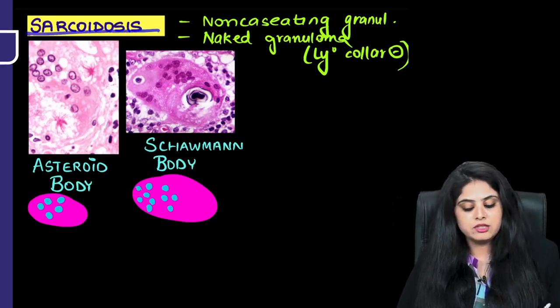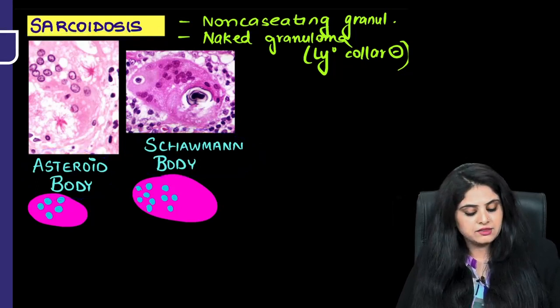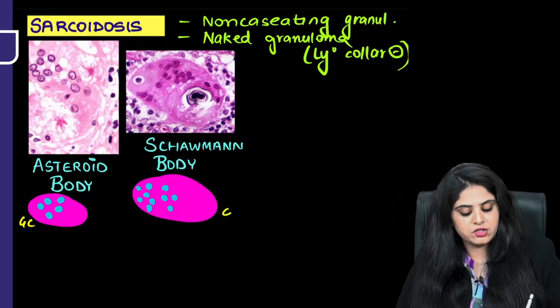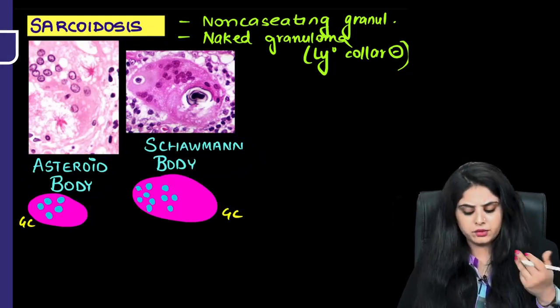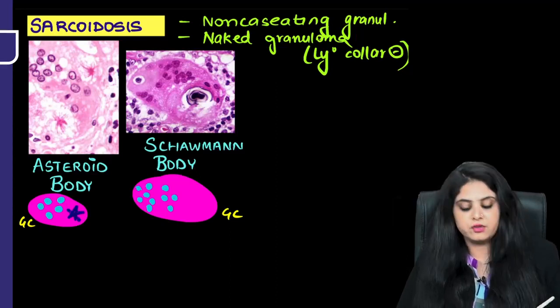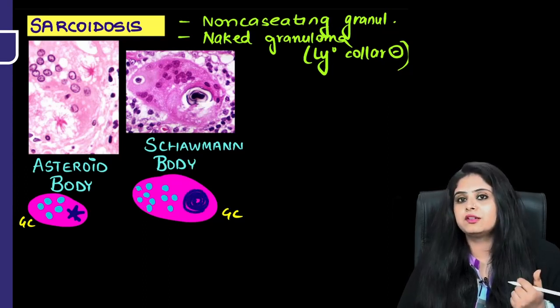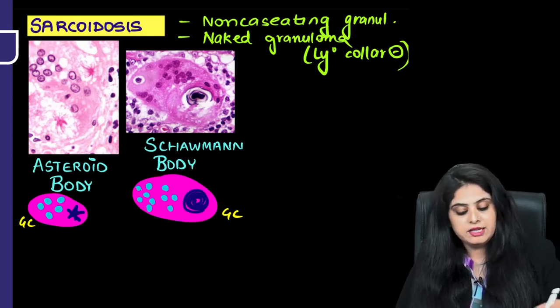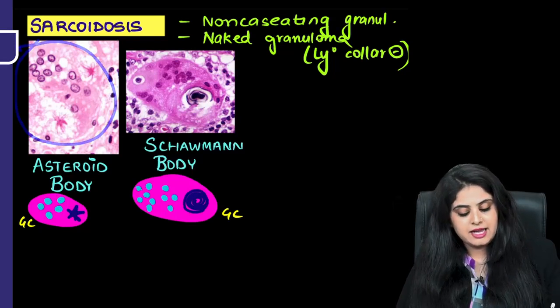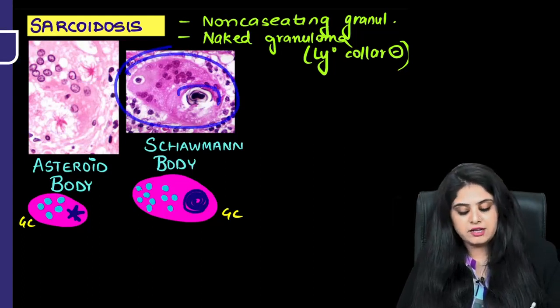Now I want you to know what are the two bodies. We see asteroid body and Schaumann body. Where do you see it? Guys, look at this. You have a giant cell over here and a giant cell over here, because it is a granuloma disorder. And inside the giant cell over here, you will see a star. So that's asteroid body. And here you will see something like calcium, a Schaumann body. That is a Schaumann body. So see, this is a big giant cell, and inside that big giant cell you're seeing 1 and 2 stars. So that is an asteroid body. Over here again a giant cell, and you're seeing calcium.